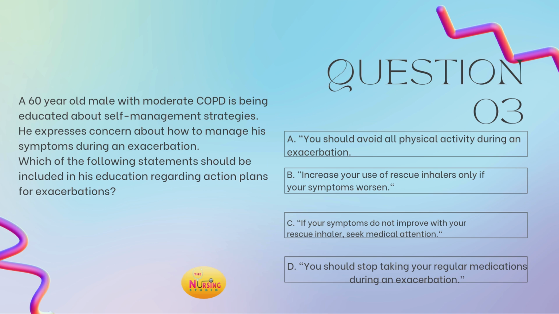And then lastly, question number three. A 60-year-old male with moderate COPD is being educated about self-management strategies. He expresses concern about how to manage his symptoms during an exacerbation. Which of the following statements should be included in his education regarding action plans for exacerbations? Is it A, you should avoid all physical activity during an exacerbation? B, increase your use of rescue inhalers only if your symptoms worsen? C, if your symptoms do not improve with your rescue inhaler, you need to seek medical attention? Or D, you should stop taking your regular medications during an exacerbation?